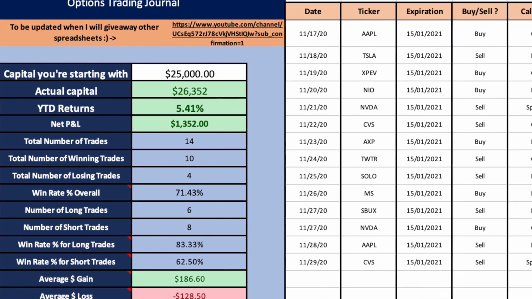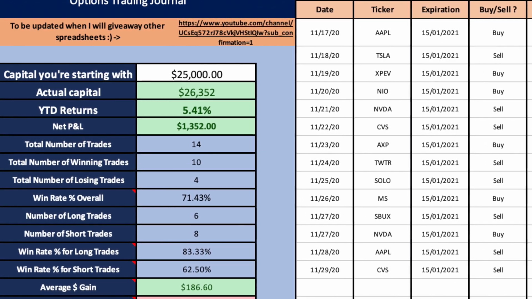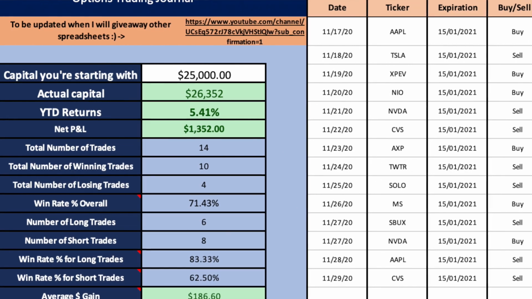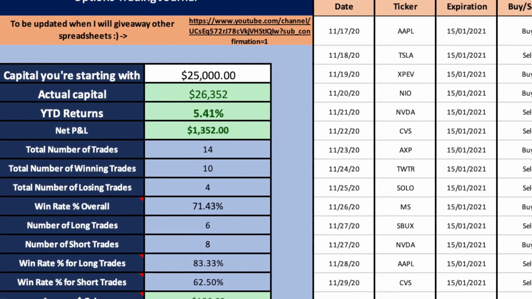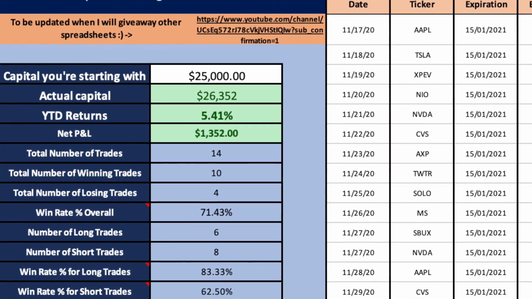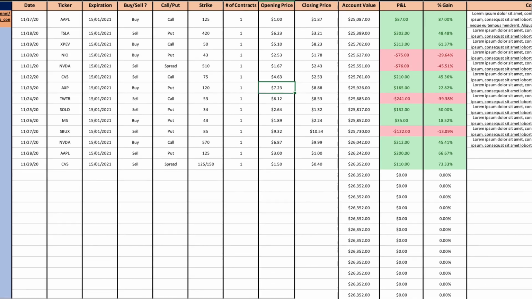So you can see that on the left you start by just putting your capital, and you need to put the capital that you're starting with. And other than the capital that you're starting with, there is really nothing else to input on the left side of the spreadsheet. Everything is going to be calculated automatically, and you really just have to put the capital that you're starting with. And after that, it's only going to be about filling in your trade.